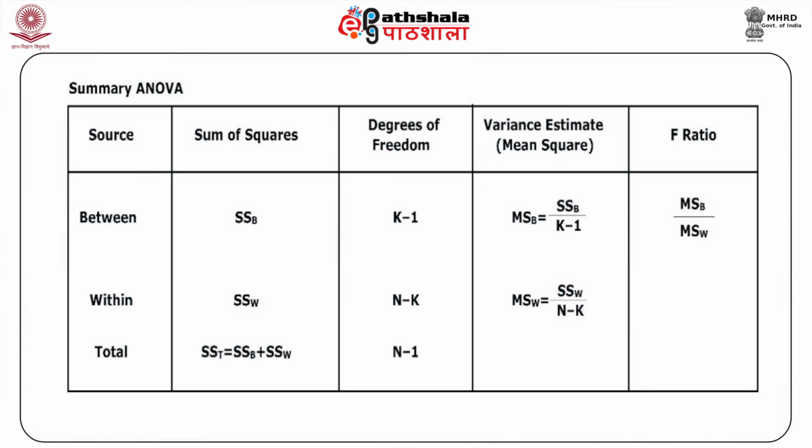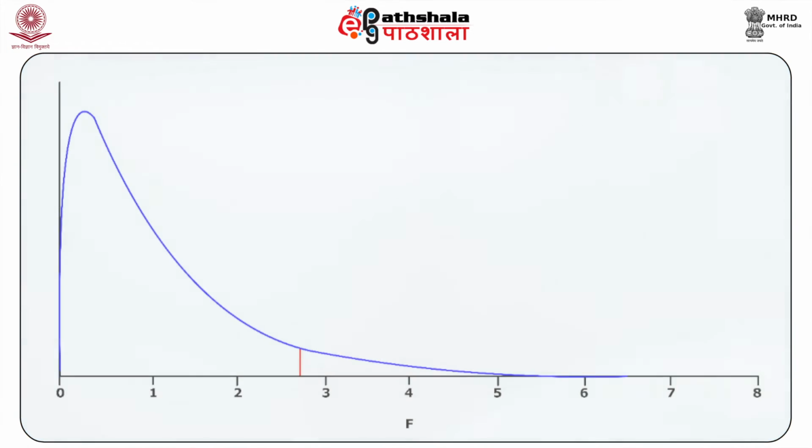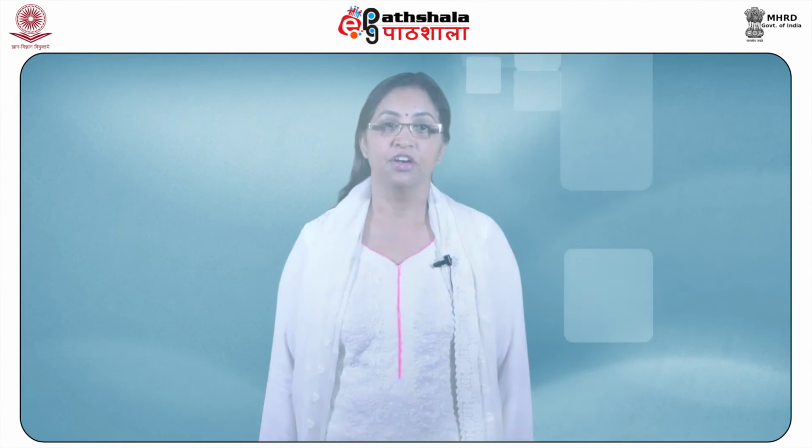The summary of ANOVA. The summary ANOVA table is given at the end of ANOVA, which contains the source, sum of squares, degrees of freedom, variance estimate or the mean squares, and the F ratio. The graphical representation of the ANOVA distribution is also shown here. When the null hypothesis gets rejected in ANOVA, it implies that there are significant differences among sample means than would be expected due to chance.